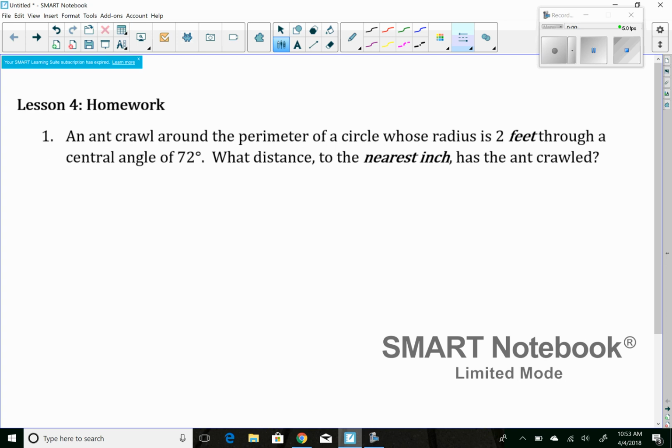So let's take a look at number 1. Number 1 says an ant is crawling around the perimeter of a circle whose radius is 2 feet through a central angle of 72 degrees. What is the distance to the nearest inch that the ant has crawled? So we have this part of a circle where the ant is crawling around and it's creating a central angle of 72 degrees. It says the radius is 2 feet, so we have a 2-foot radius.